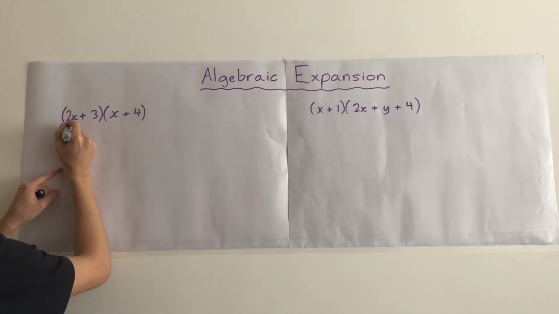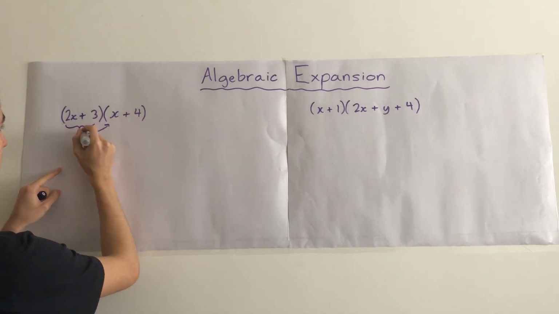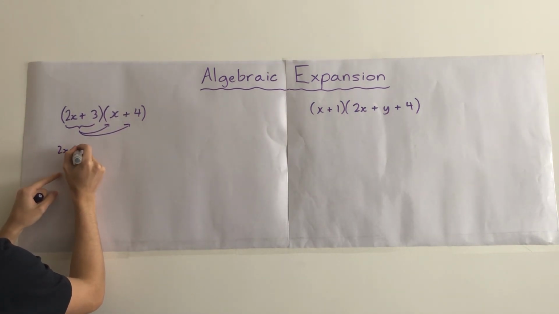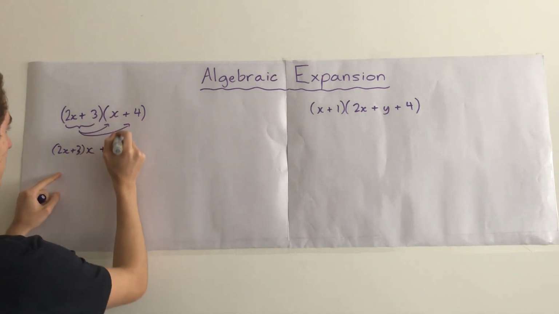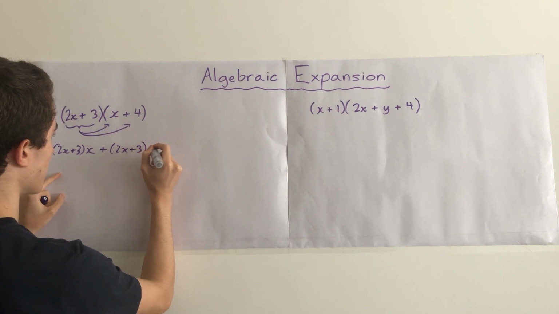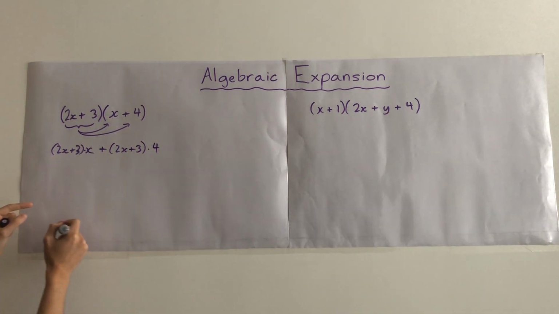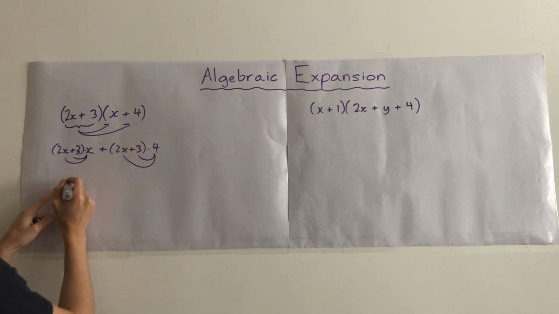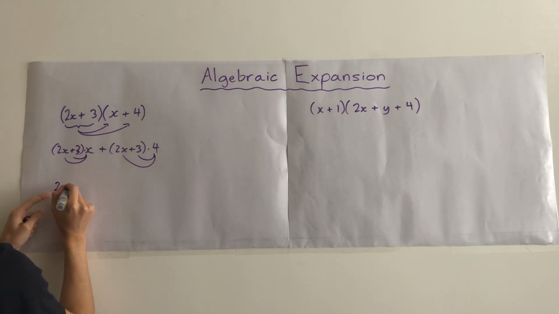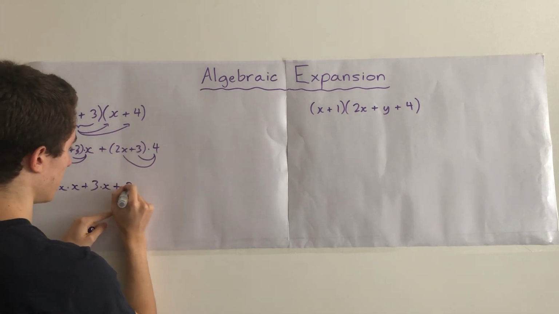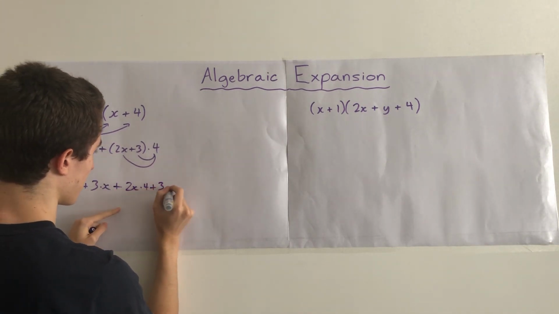So you would take this parenthesis, multiply by this term and this term, then you would get 2x plus 3 times x, and there's a multiplication here implied, plus 2x plus 3 times 4. I'm going to write out the multiplication here. And then we would do this distribution to complete the expansion. So we would get 2x times x plus 3 times x plus 2x times 4 plus 3 times 4.